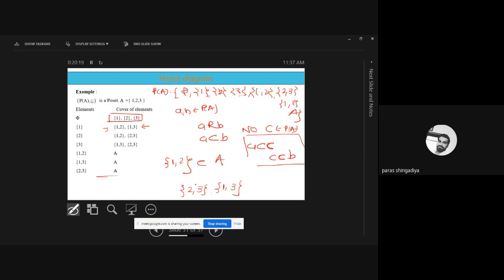If we consider either one as a C, it is not true. Why is it not true? Because {1,2} subset {2,3} is incorrect. {1,2} is not a subset of {2,3}, and {1,2} is not a subset of {1,3} either, okay? Therefore we cannot take any example as a C. So the answer is only A. Then the same argument for {1,3}: the cover element will be A, and for {2,3} the cover element will also be A. Clear? And for A, there are no entries after A, so we cannot find a cover element of A.